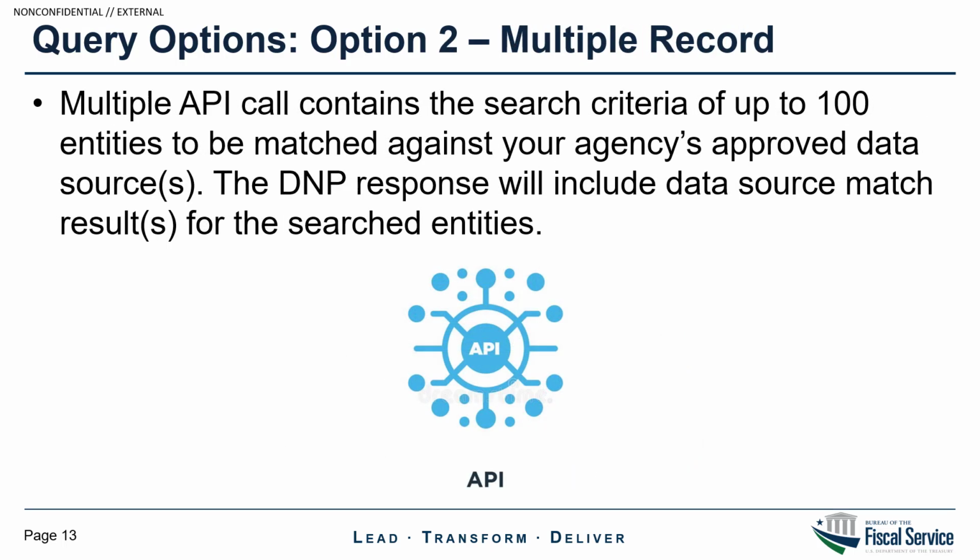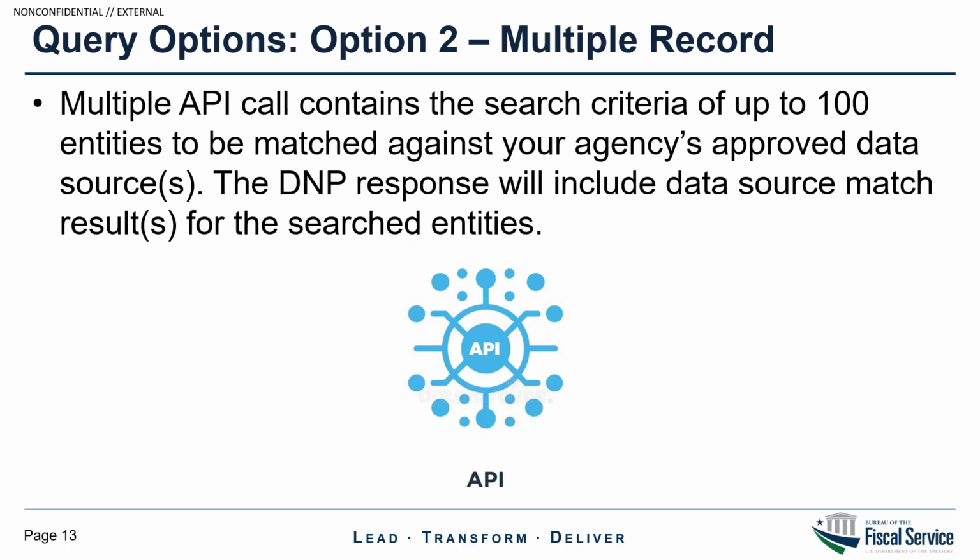For the multiple record API, the agency software system would have the option to send Do Not Pay up to 100 entities at one time. All these entities would be received and screened against available data sources, with corresponding matches returned to your API system in real time. For example, if you send Do Not Pay 100 taxpayer identification numbers via the API, we will scan the 100 records and send back applicable match results.